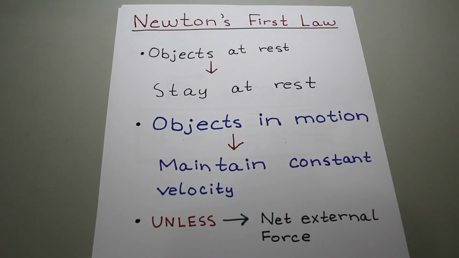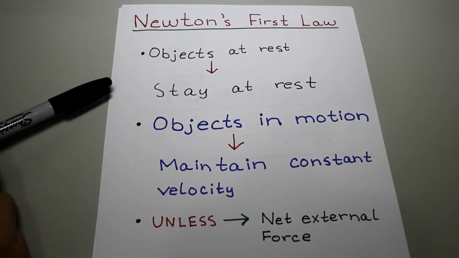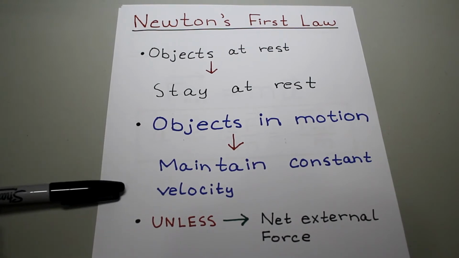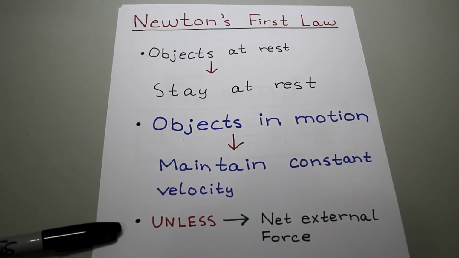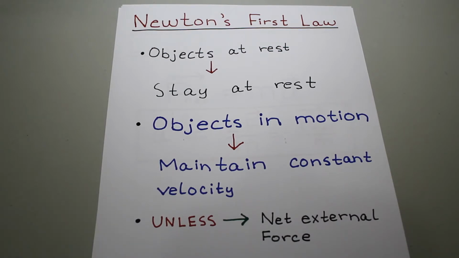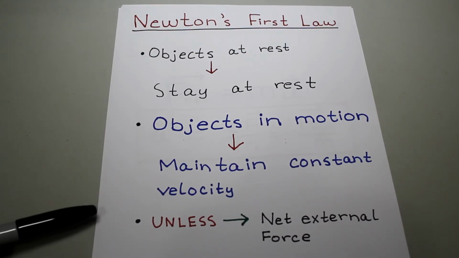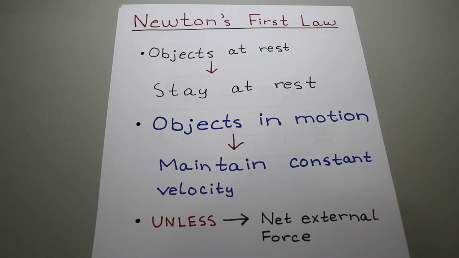To start off, let's review Newton's first law of motion. Objects at rest stay at rest, and objects in motion maintain a constant velocity unless acted upon by a net external force. And when an object maintains a constant velocity, it's maintaining a constant speed and direction.